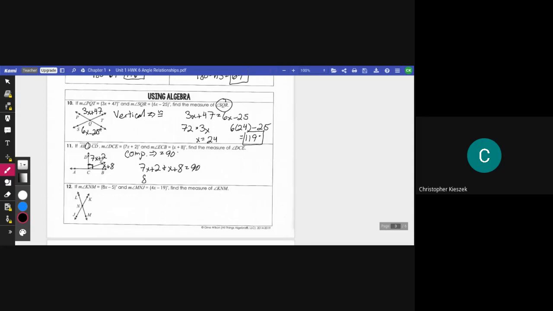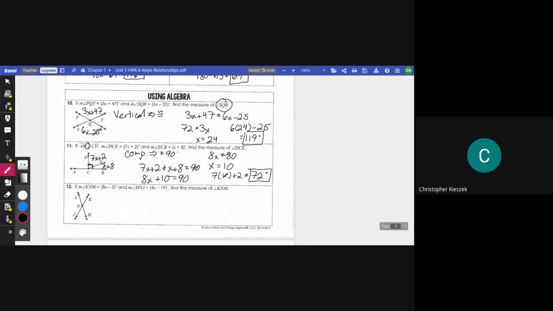Now let's do the math here. 8x plus 10 equals 90. 8x equals 80 after I subtract 10 from both sides, and x equals 10. They want DCE, let's plug that back in. 7 times 10 plus 2 gives me 72 degrees. So you kind of want to treat these problems like a puzzle. You look at it and you say to yourself, oh, okay, that's what it is. So therefore, that's how I'm going to set it up.